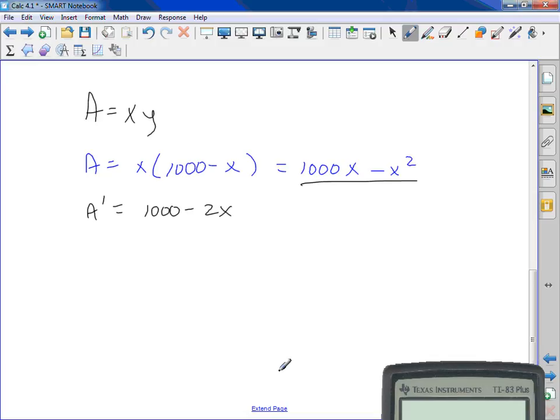Now, how do I find the extreme value? I just took, because y means 1,000 minus x, then I distributed, then I took the derivative. To find an extreme value, this has to be 0. And now I solve. Add 2x over, so 2x is 1,000, x is 500.